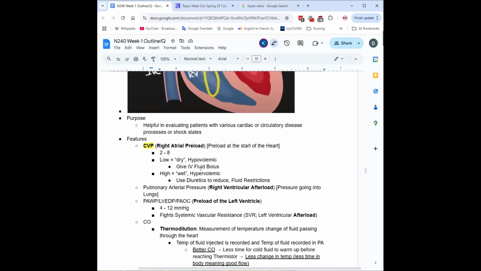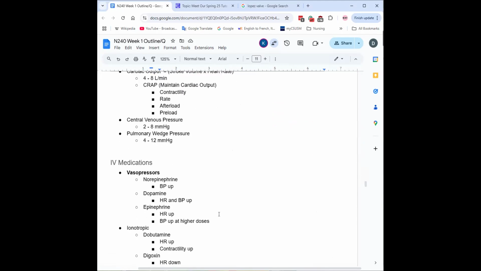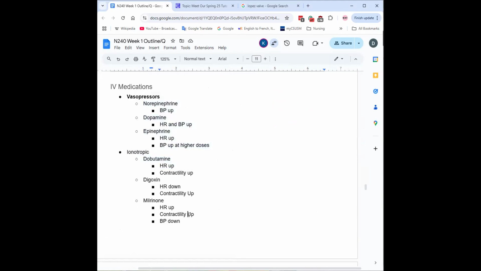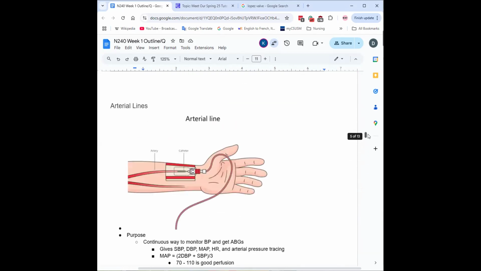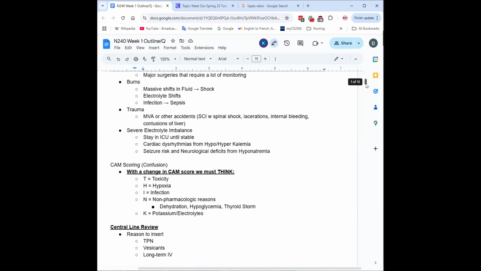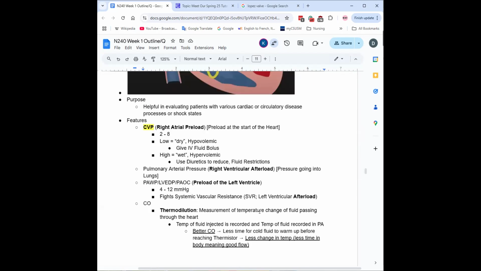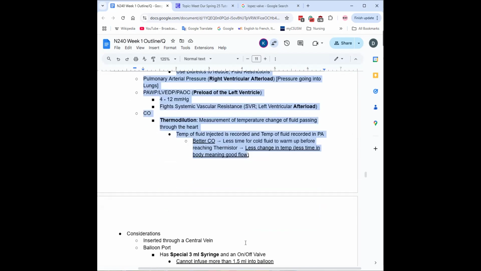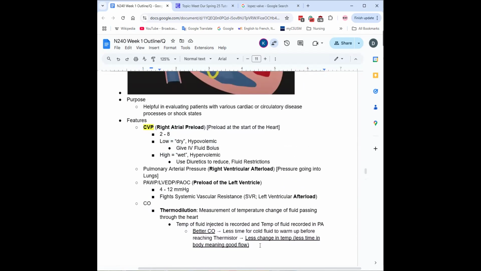Any questions on anything else? So Swan-Ganz, any questions on this explanation? Any questions on the IV meds? Any questions on the VAP bundle or with the A lines? If you do have questions, just message me on Pronto and I'll try to explain it, because I imagine there's probably more questions on this during lab time. Tomorrow I'll see you guys at your 12:30. So if you have a question on this, I can explain it a little better with the whiteboard.